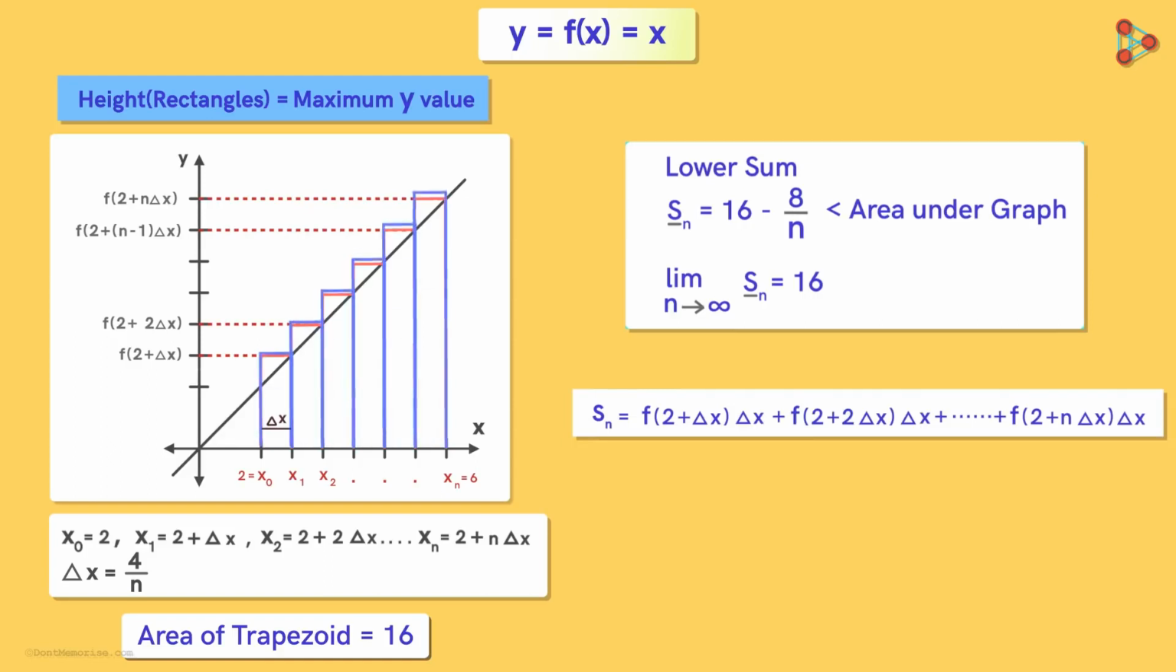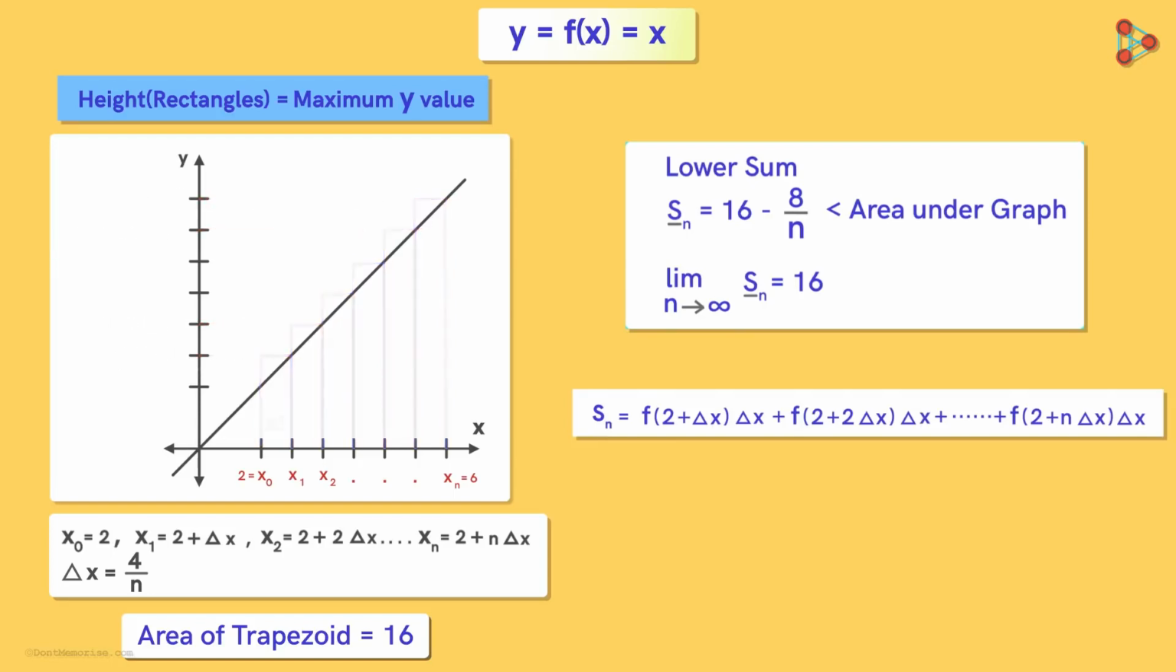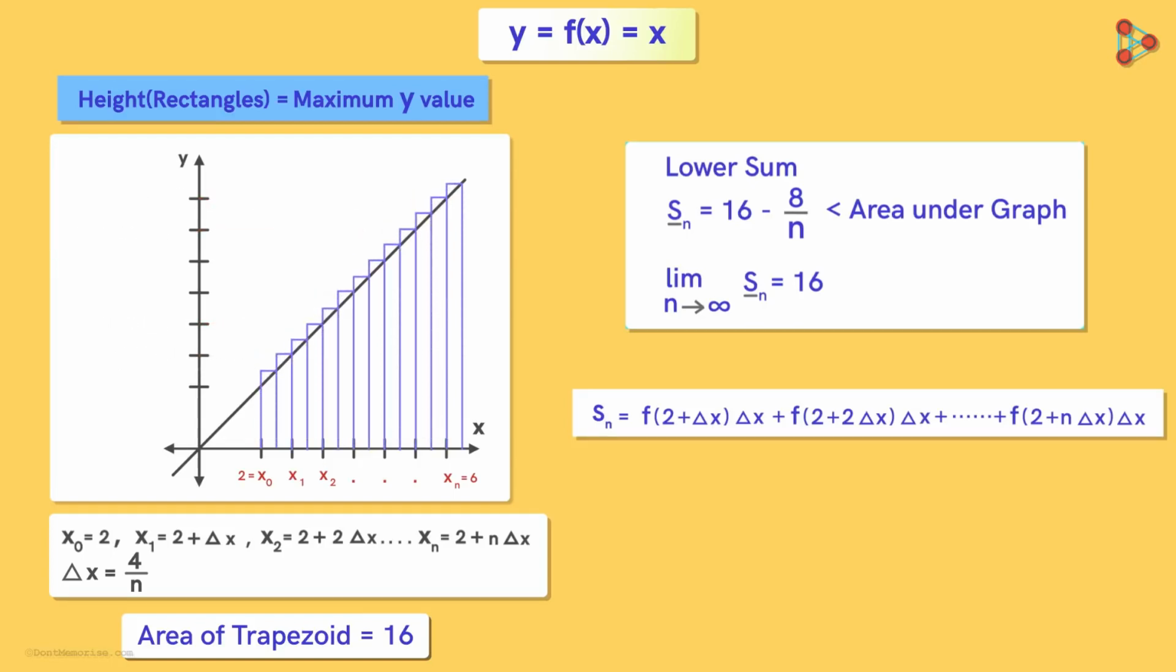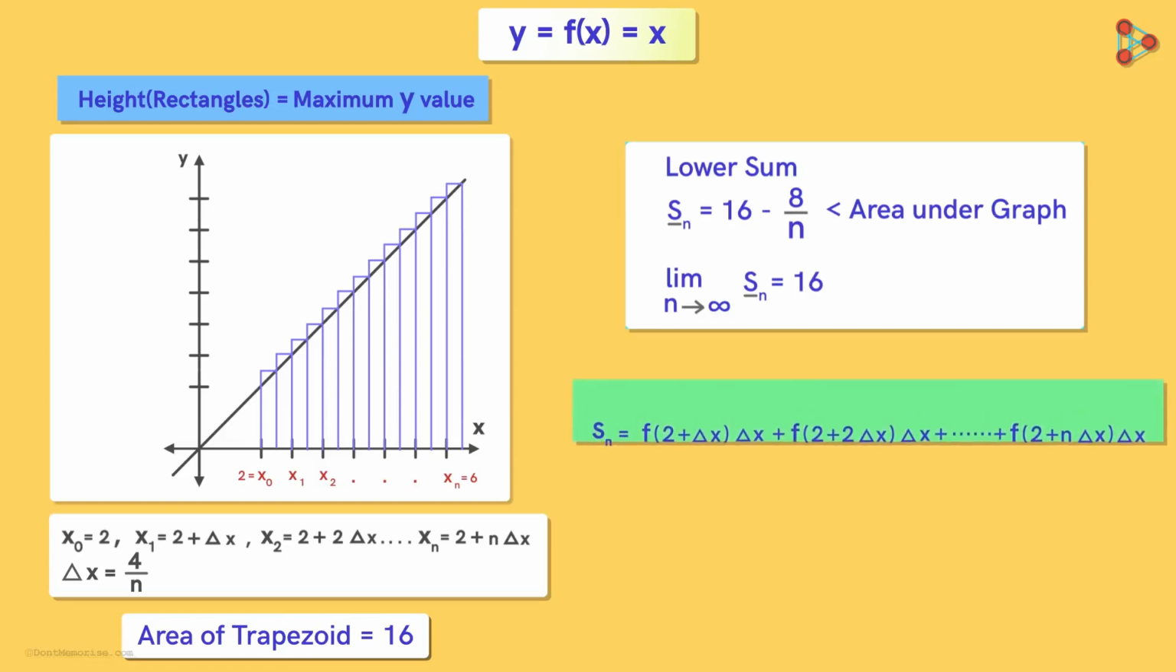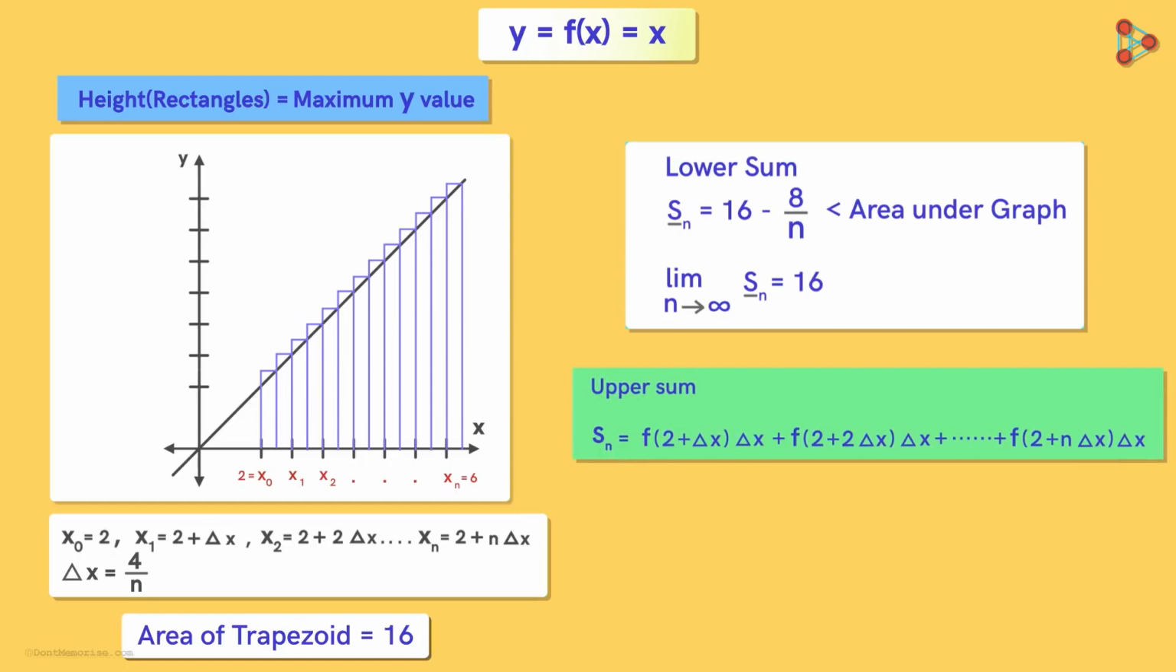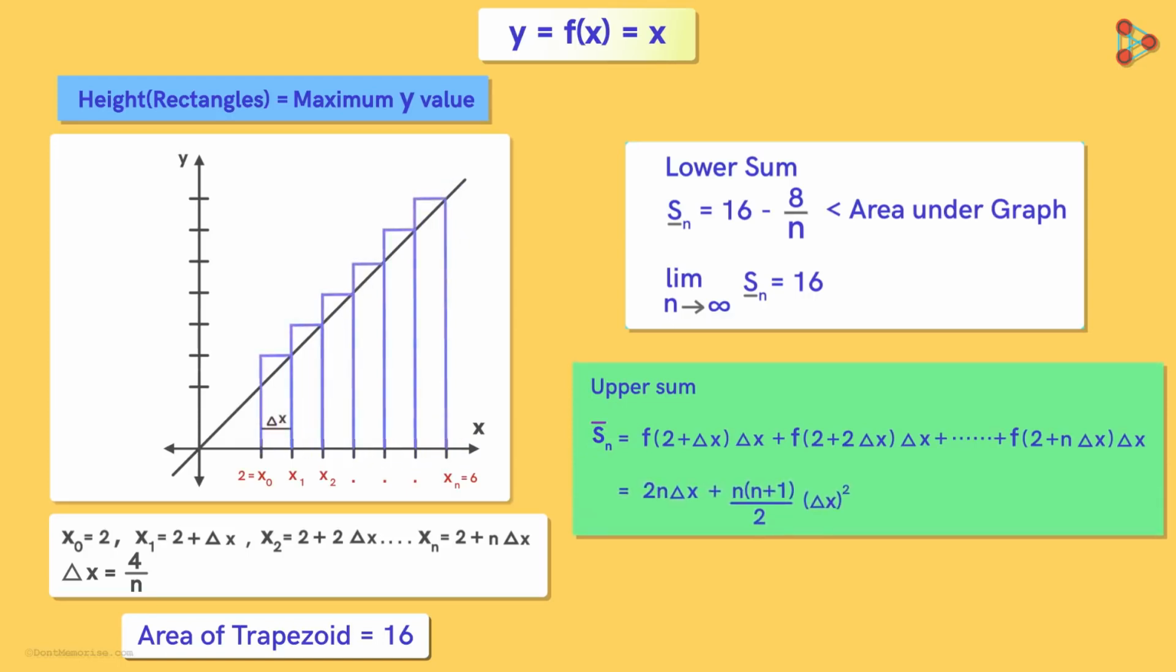Now notice that this sum of areas is greater than the area under the graph. Even if we increase the number of subintervals, this sum will always be greater. So this sum is called the upper sum. We denote it by putting a bar above the symbol. Now we can simplify this like we did earlier to get this expression.